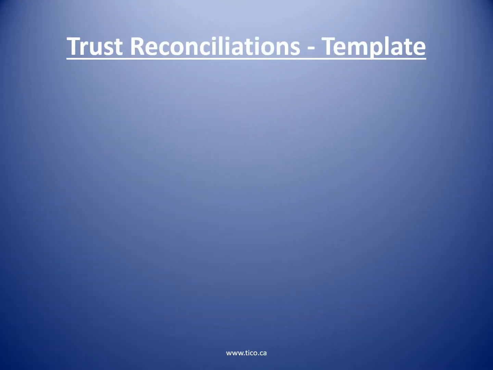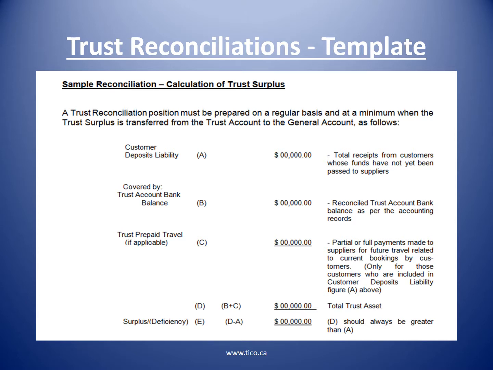Trust reconciliations must be prepared on a regular basis, typically at the end of each month, and at least as often as funds are transferred from the trust account to the general account. The purpose of these reconciliations is to monitor the trust position so as to ensure that the trust account is never in a deficit. It also computes the trust surplus, if any, that could potentially be transferred to the general account. Typically, a trust reconciliation has 4 key components.